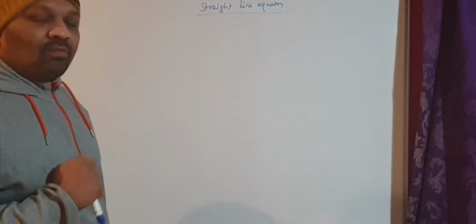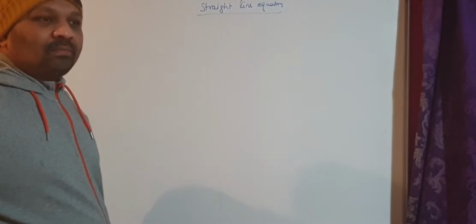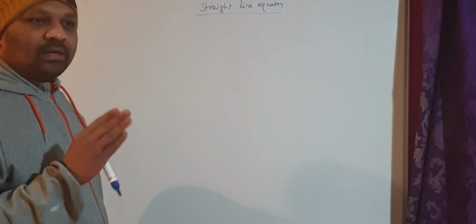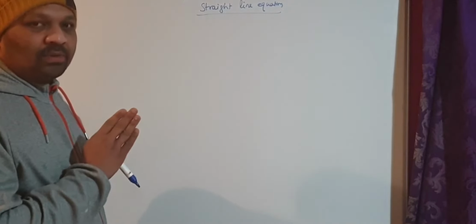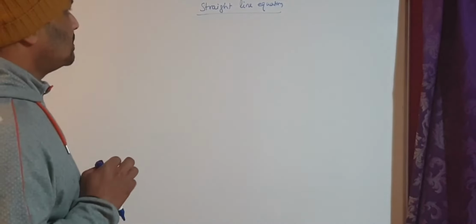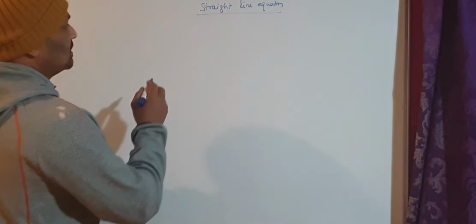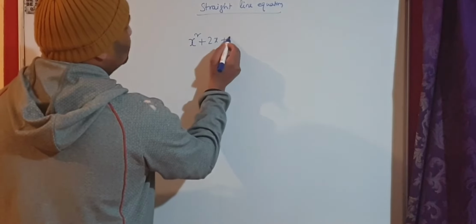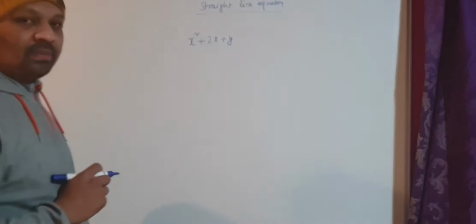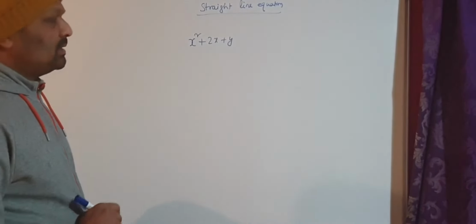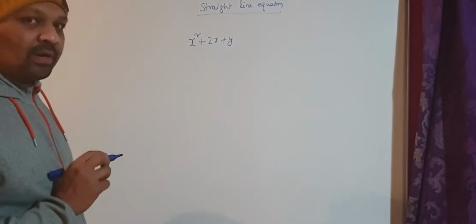For example, first of all, what is an equation? An equation is something which has an equal to symbol, and which has some left hand portion and some right hand portion. I'll tell you some examples. X square plus 2x plus y, is this an equation? No, it is not an equation because there is no equal to symbol. This is just an expression. This is not an equation.